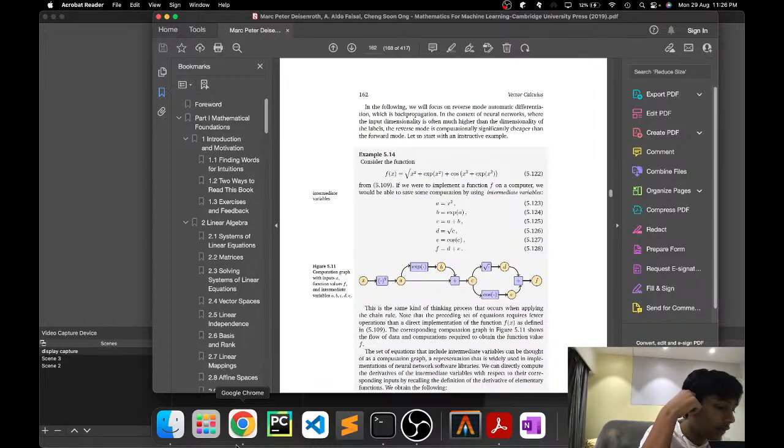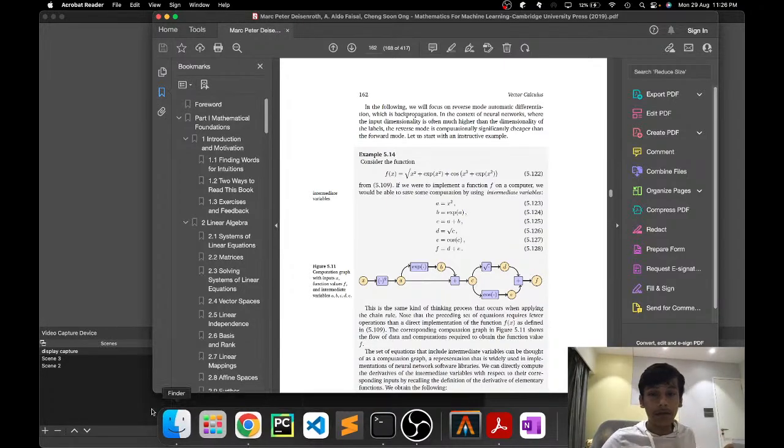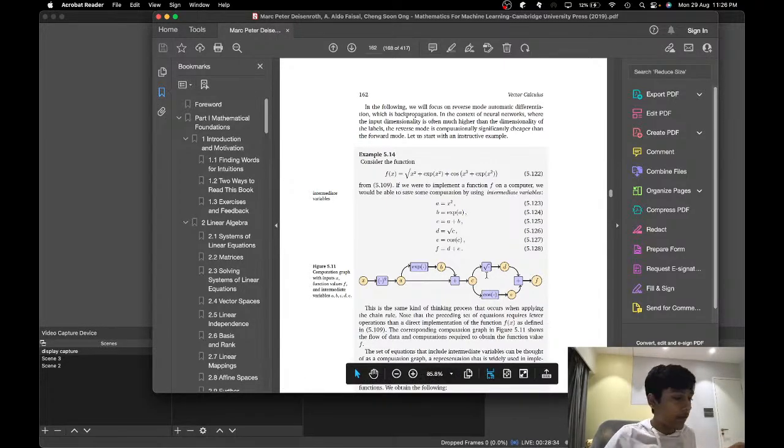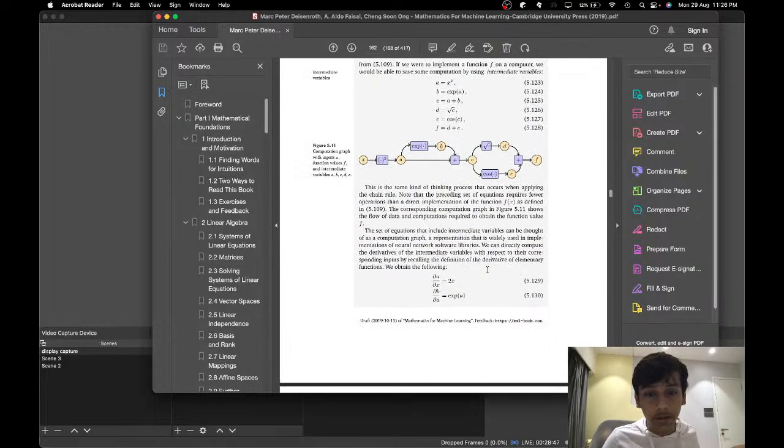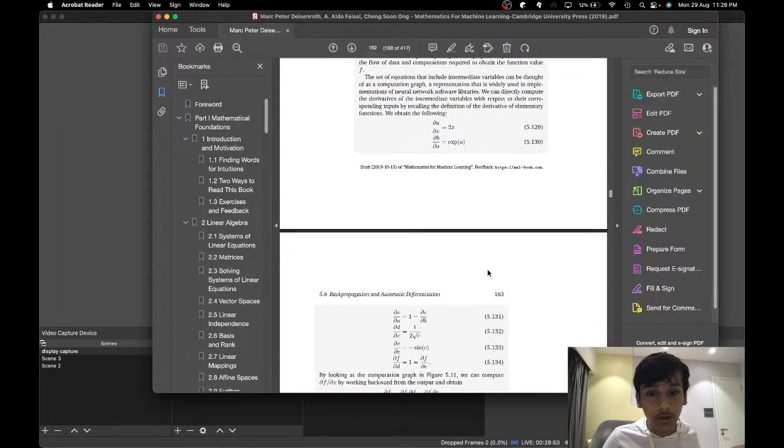Note that the preceding set of equations requires fewer operations than a direct implementation of function f as defined in 5.109. The corresponding computation graph is in figure 5.11. So now you can follow this graph that they're talking about. We have x, apply the square, and so on. I don't really understand the graph, so I'm going to try to understand the math. Let's head on down below to the actual computation.